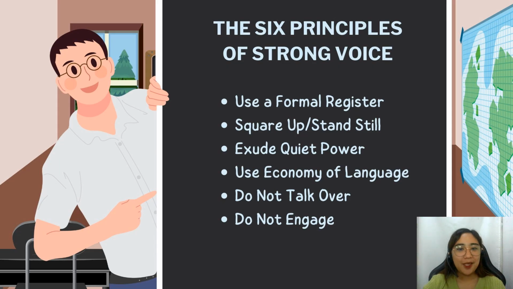Moving forward, there are six principles of a strong voice. So, number one, use a formal register. Number two, square up and stand still. Number three, exude quiet power. Number four, use economy of language. Number five, do not talk over. And number six, do not engage. So we're going to see the meaning and how we're going to administer these six principles step by step.